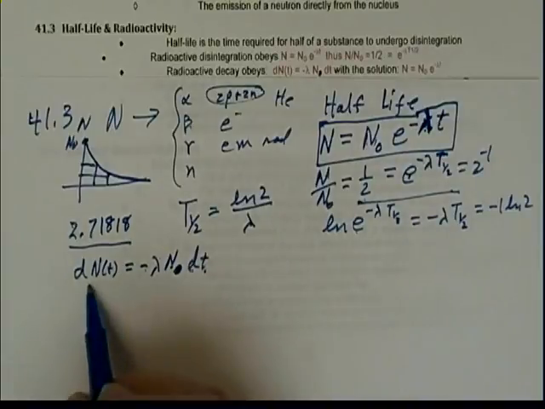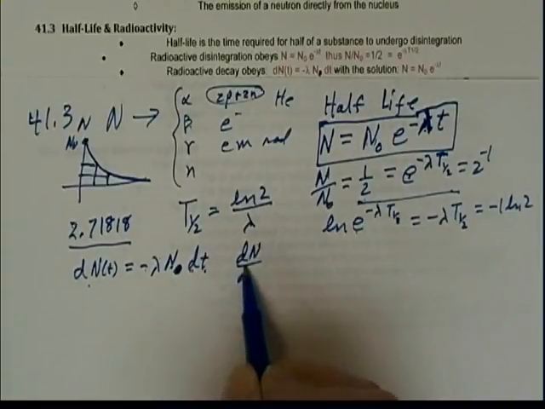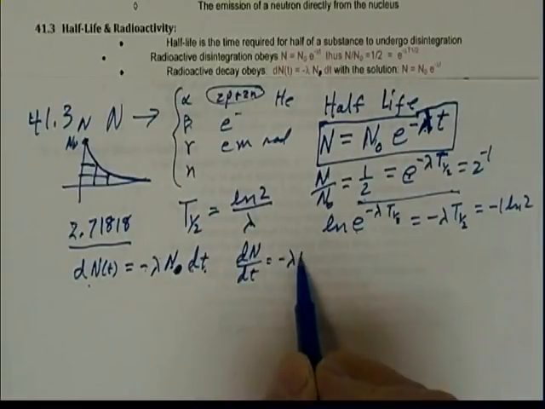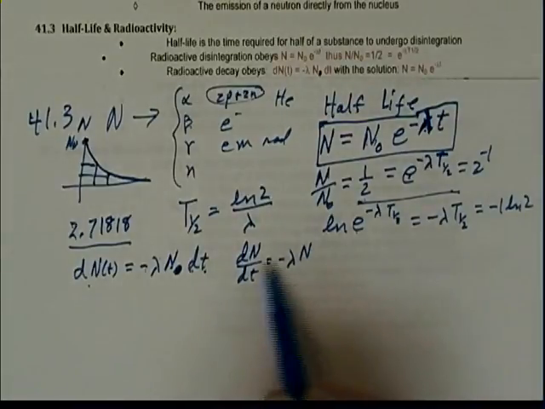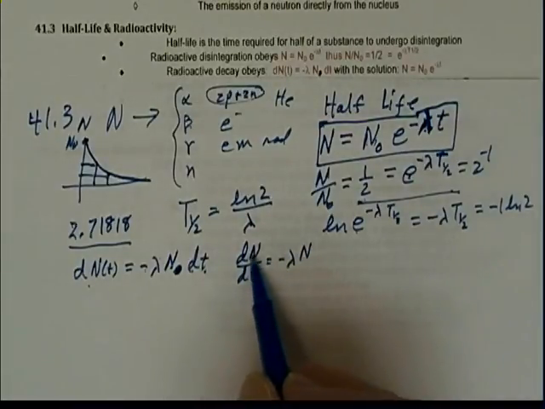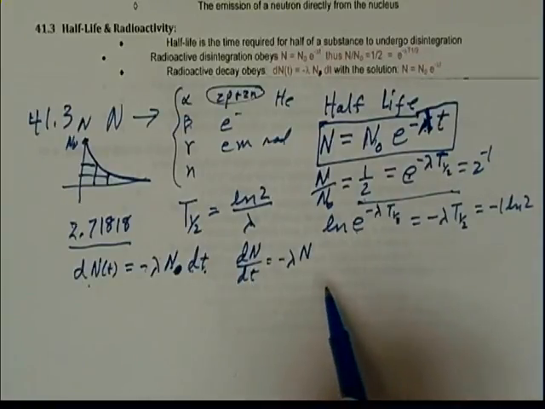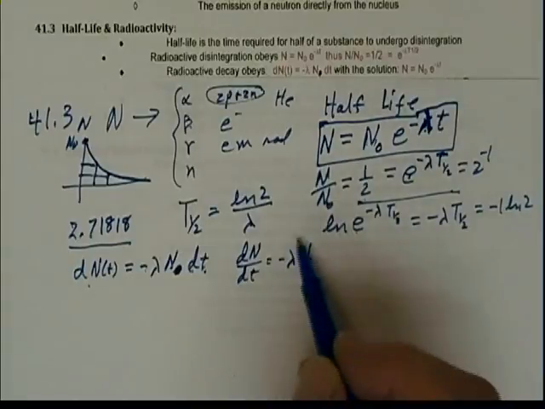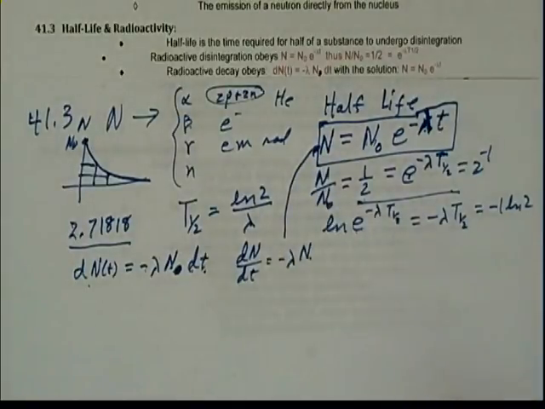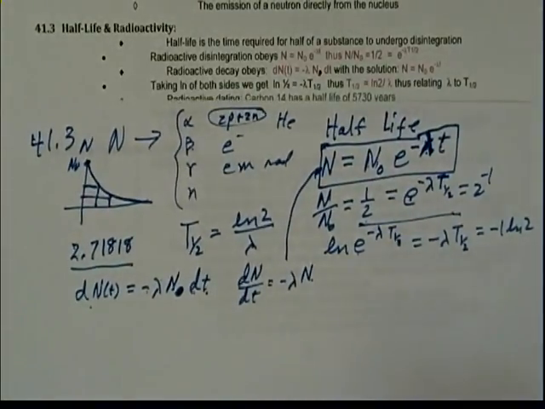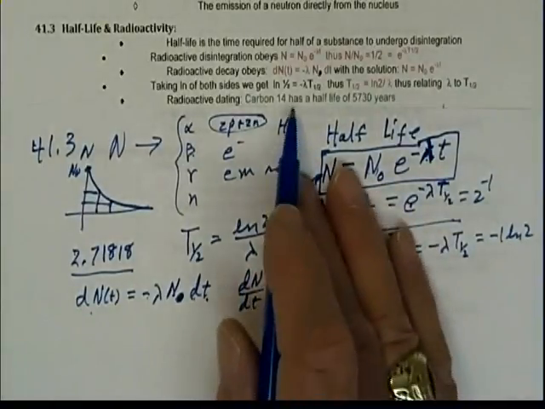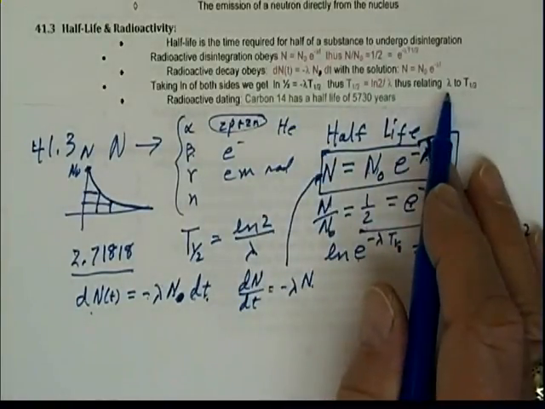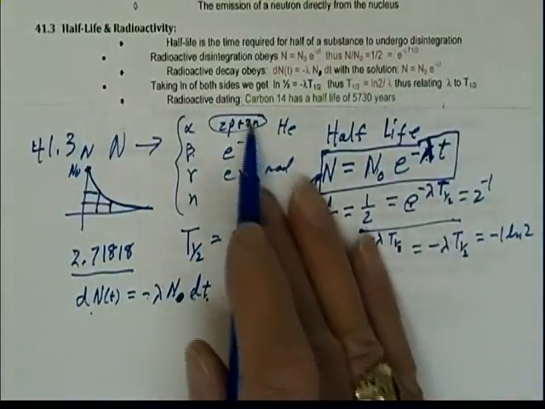And of course, by bringing the dt over here, I get dN/dt is equal to minus lambda N, and that's a differential equation. If I solve that, I'm really saying what function is such that the derivative of the function is proportional to the function itself. And the answer is the exponential. And so this is the solution to that differential equation. Now, I've already taken the log of both sides and done that computation and related lambda to T1/2.